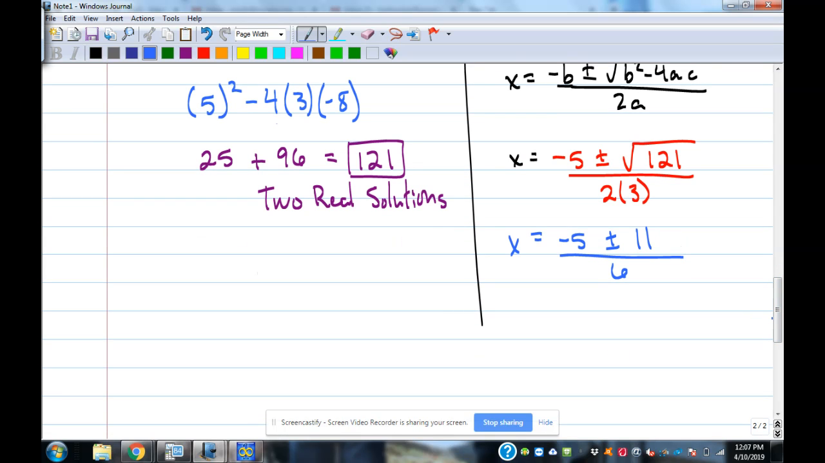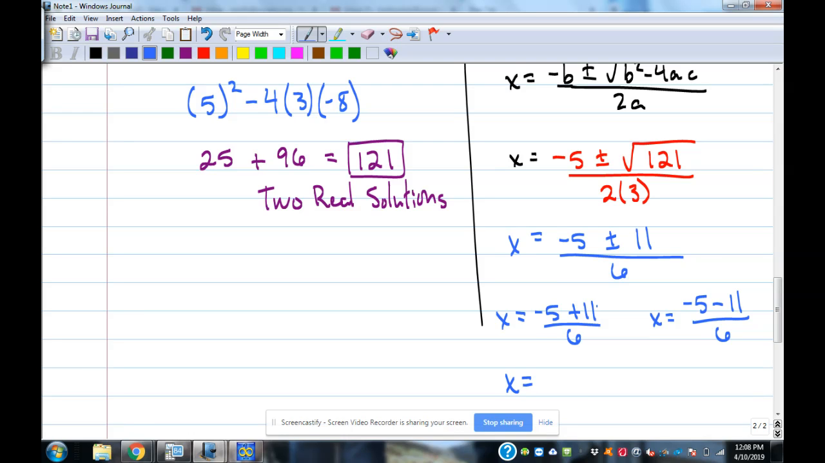Now I have 2 problems to work out. I have x equals negative 5 plus 11 divided by 6, and I have negative 5 minus 11 divided by 6. All I've got to do is work those two out. I'm going to have the two answers I already knew I was going to find.